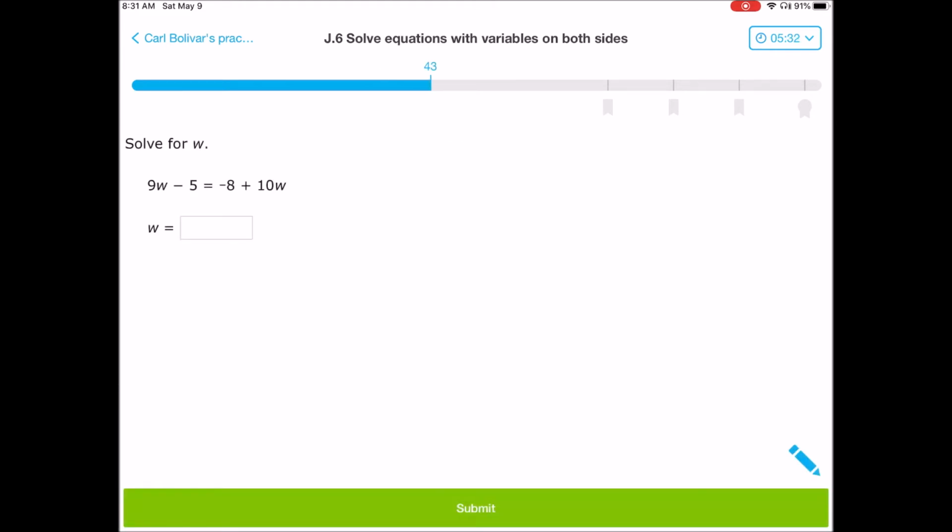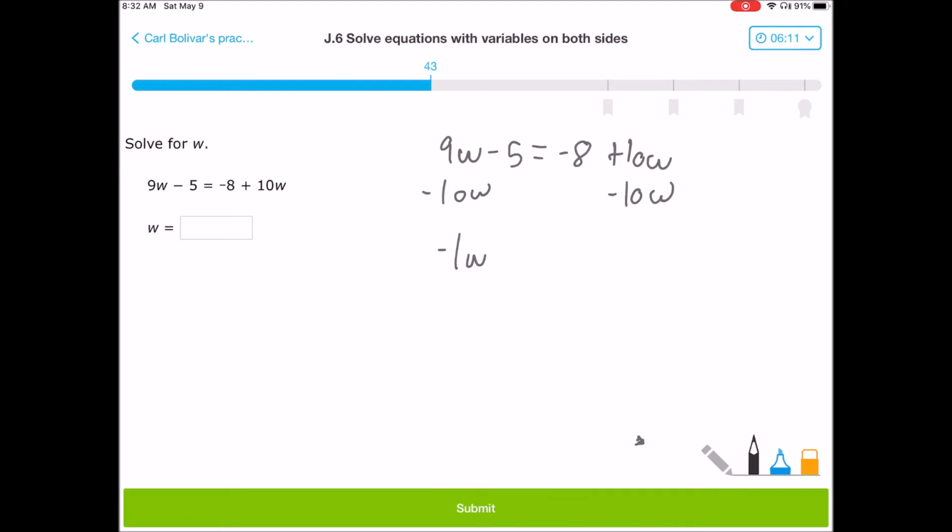Amazing. Great. Now we have this problem here. 9w minus 5 is equal to -8 plus 10w. What I like to do always is take all the variables to the left side and put all the integer numbers to the right side. So I am going to subtract 10w from here, and subtract 10w from the other side, and this will get me -1w minus 5 is equal to -8. Now I'm going to combine these two numbers, so I'm going to add 5 to each side, and what we're left with is -1w is equal to -8 plus 5, which is -3.